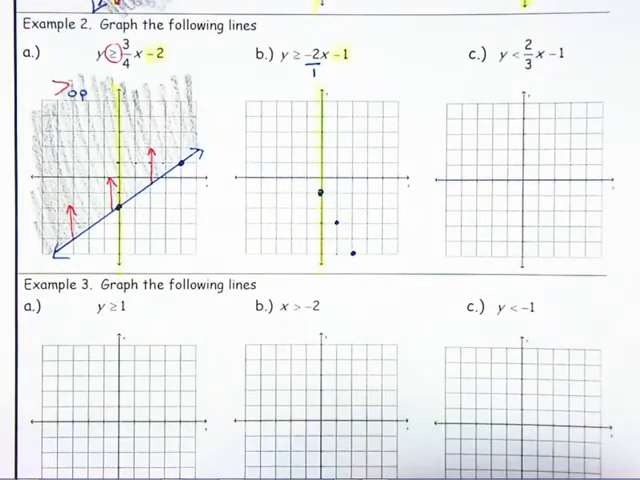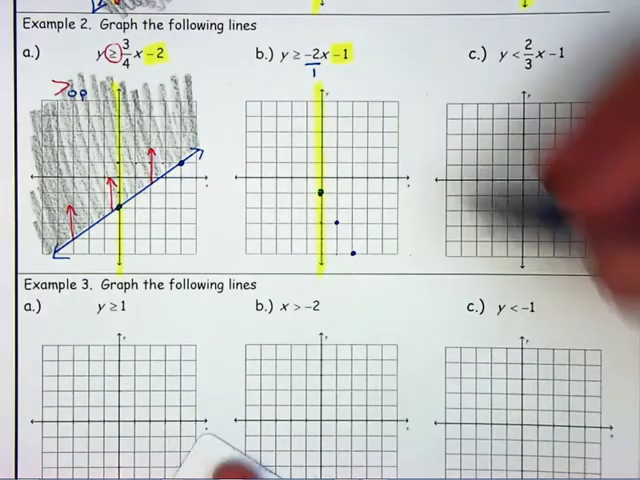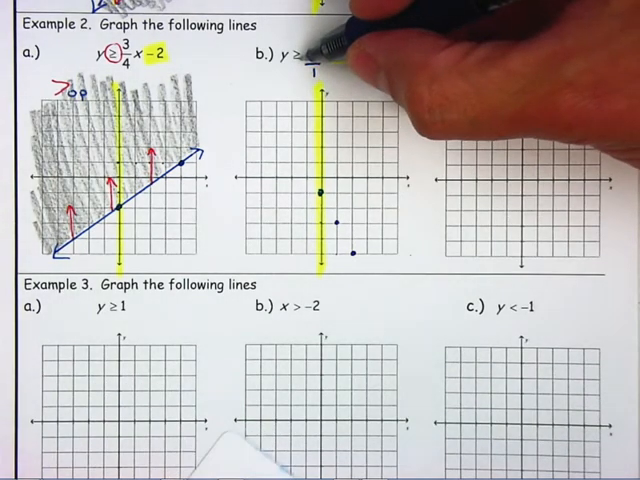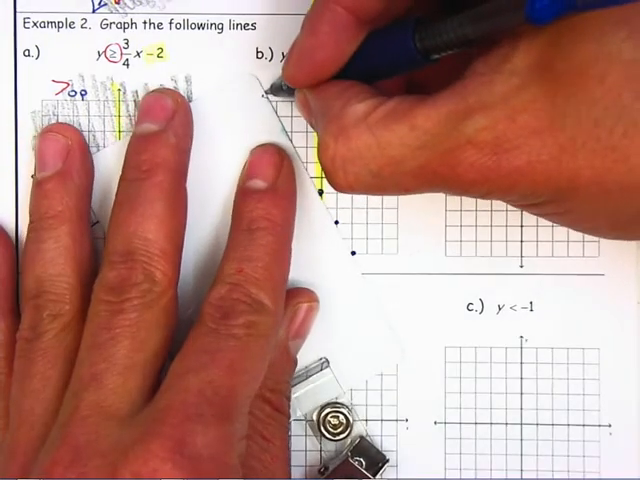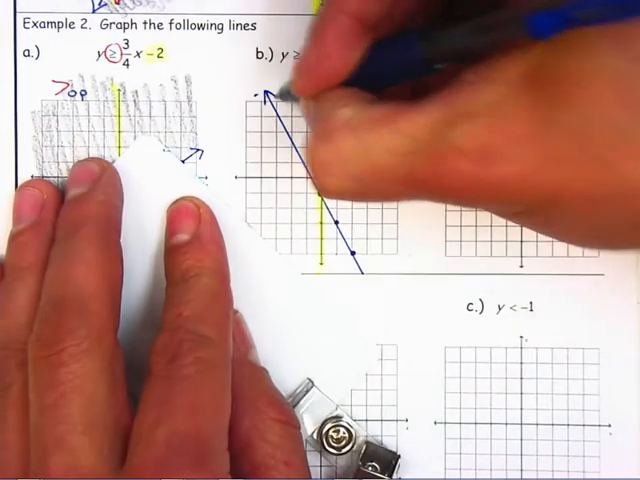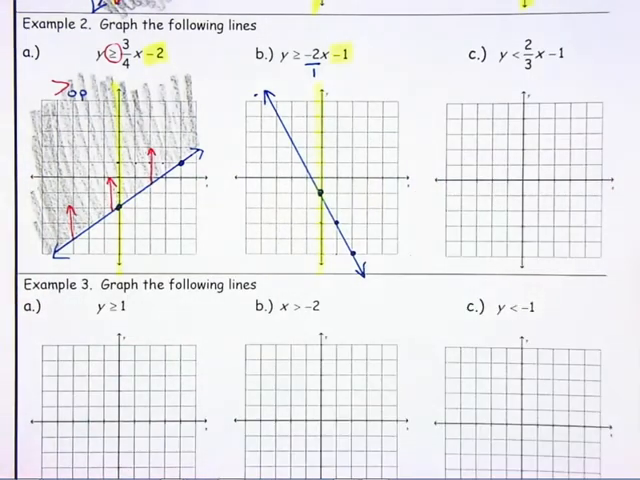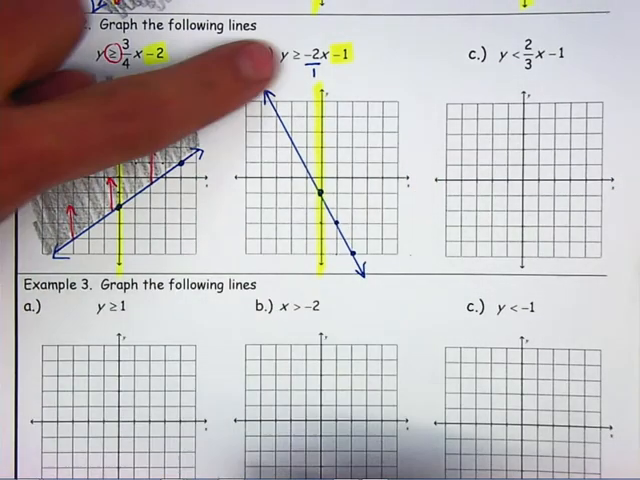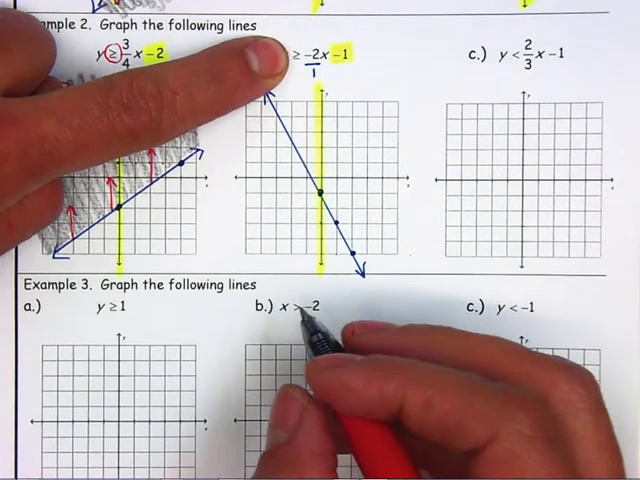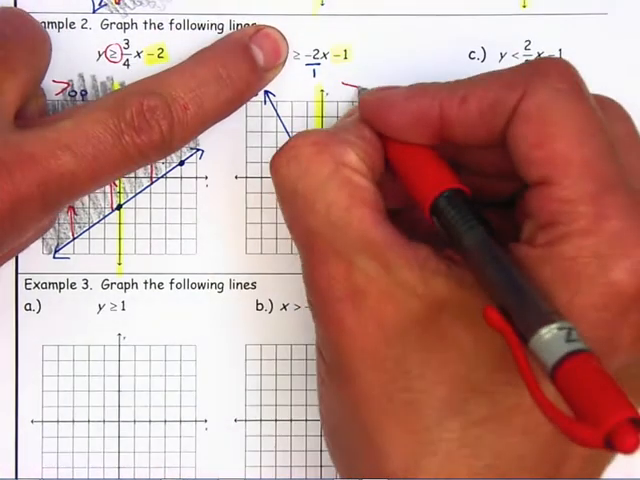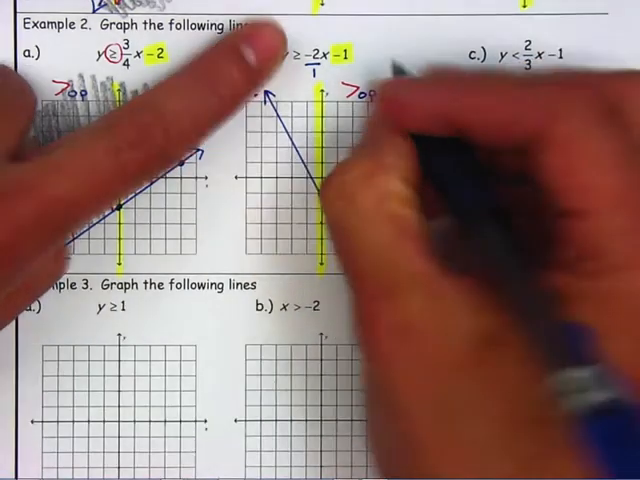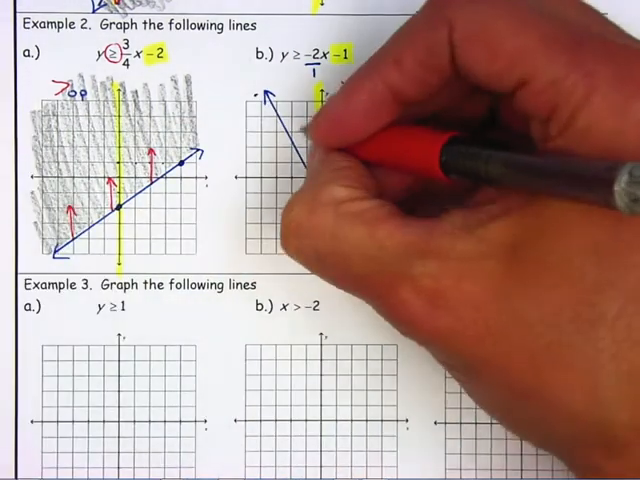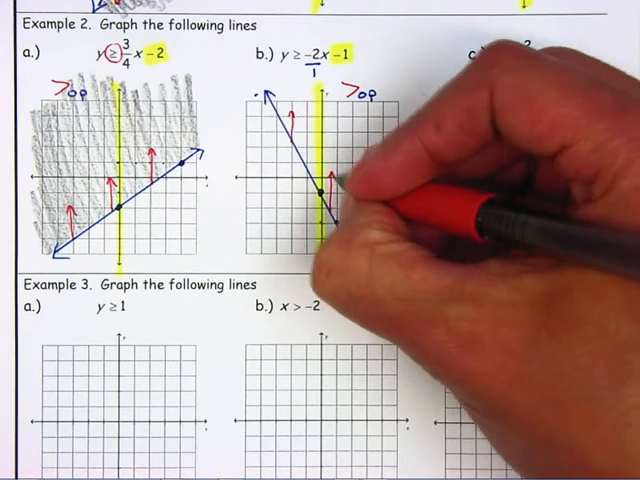I need to decide if it's going to be a solid line or a dashed line. There's an equal sign underneath, so therefore it's going to be a solid line. Next, I need to decide if I'm going to shade the low side or the top side. This is greater than, so if it's greater, it will be the top section. I'm going to shade the top section.